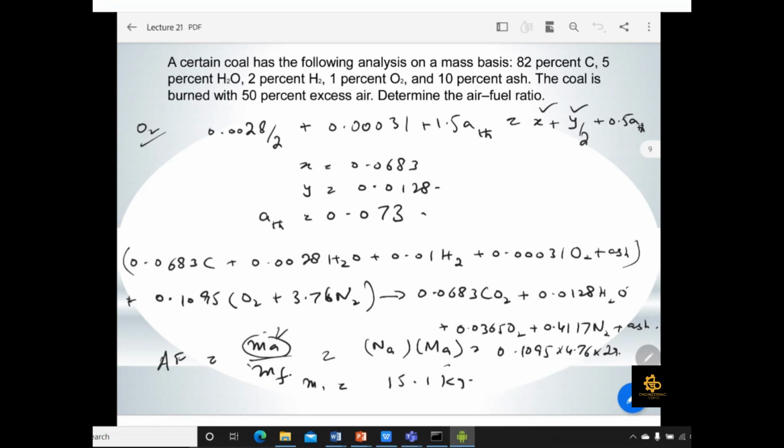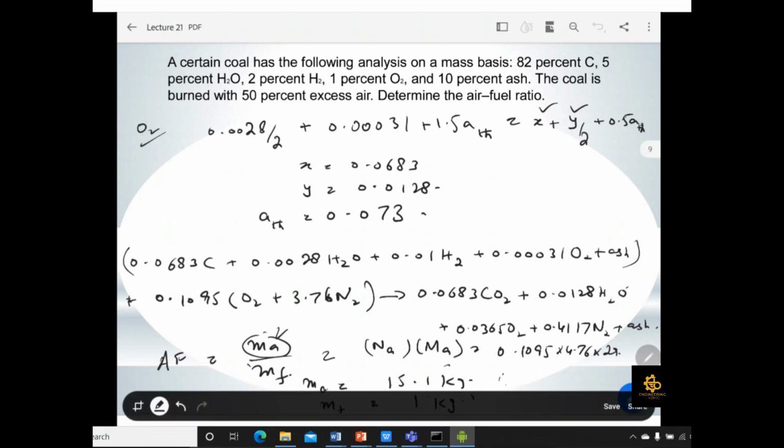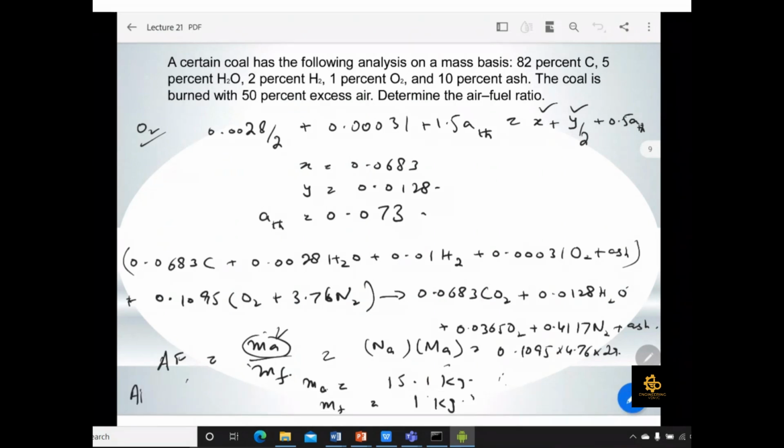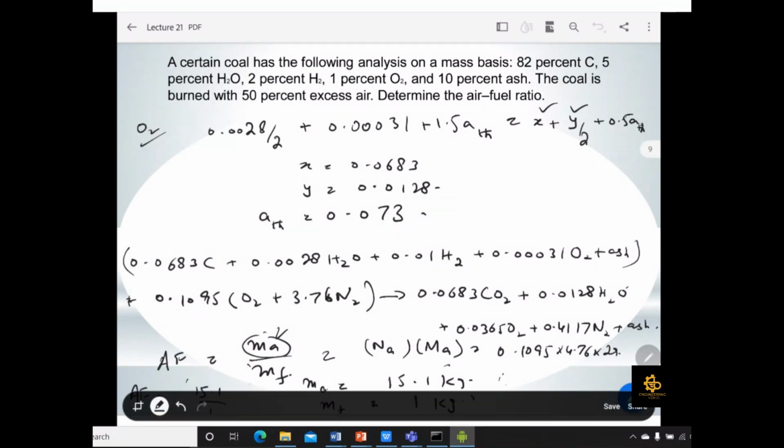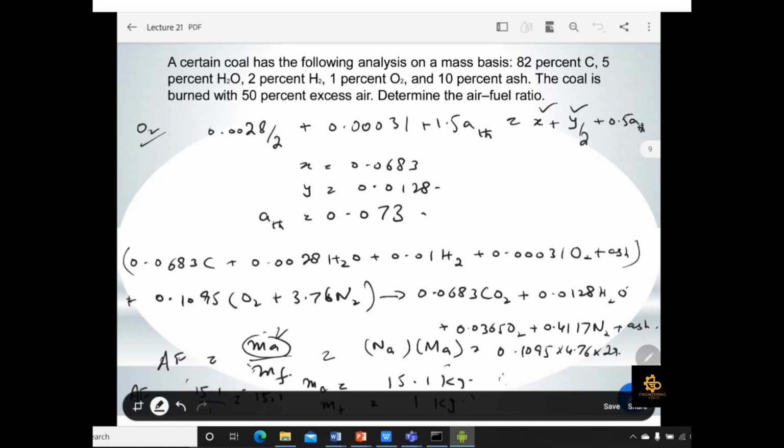Okay, so now we have the value of Ma. And we already assumed at the start of our problem that the mass of fuel is equal to 1 kg of coal that we are burning with the air. So you just have to divide these two terms. If you divide 15.1 over 1, because we are assuming 1 kg of coal, we get the air fuel ratio as 15.1 kg of air per kg of fuel. Okay, so this is the solution for this type of question.